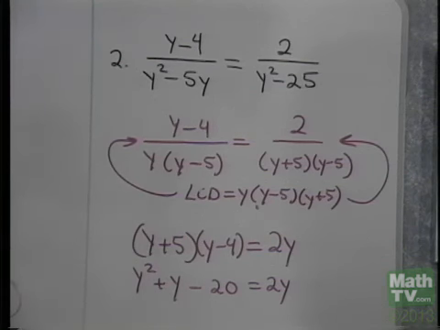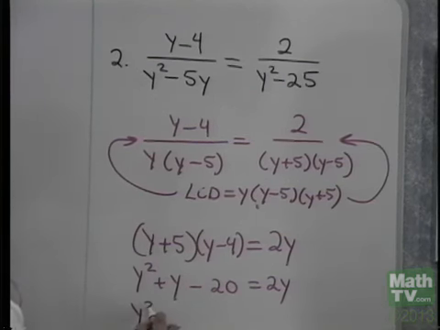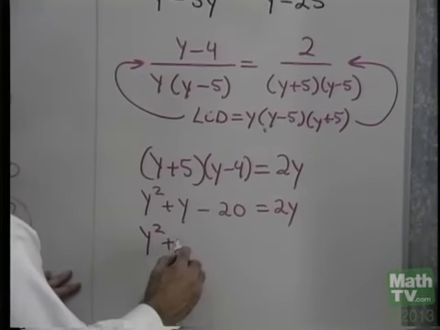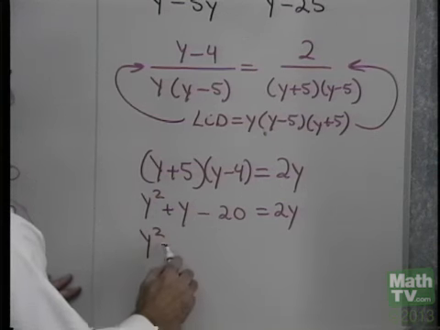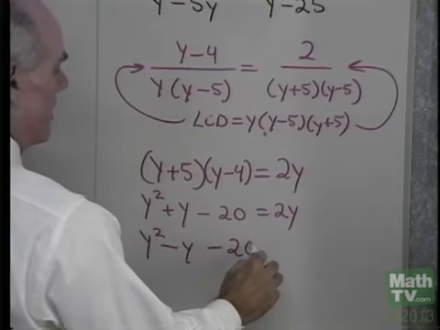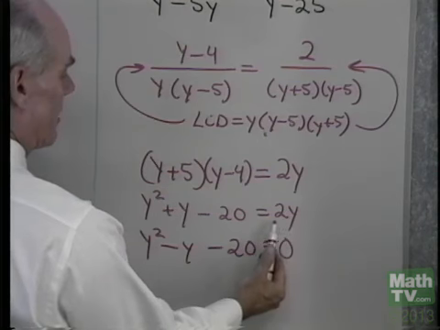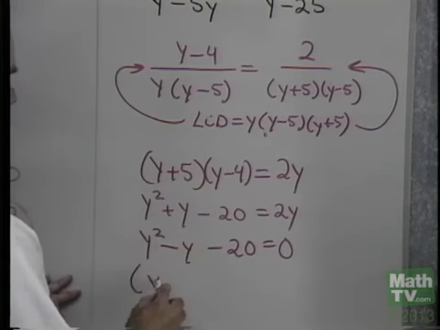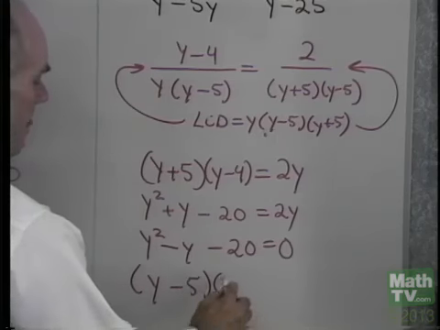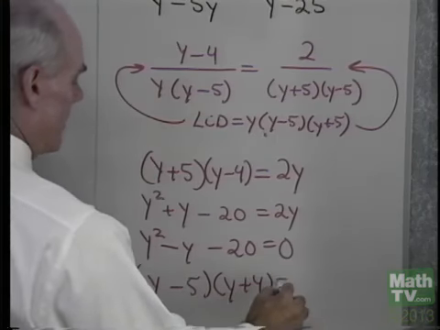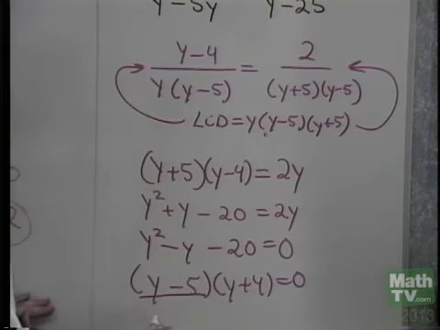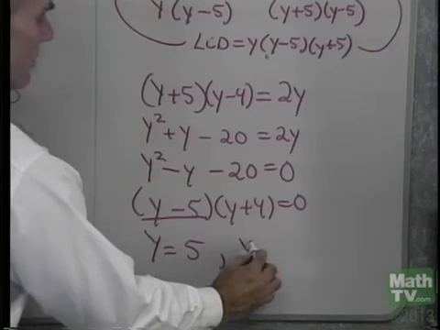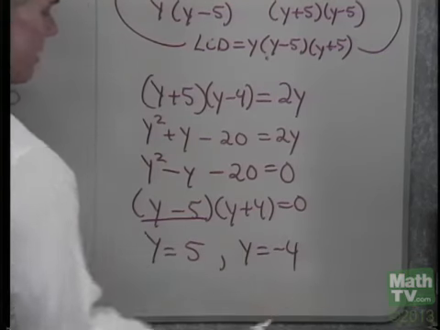I'll add negative 2y to both sides and have y squared minus y minus 20 is equal to 0. When I add negative 2y to both sides, over here I'll end up with a negative y. Now I factor: (y minus 5)(y plus 4) is equal to 0. I set this factor equal to 0, and y is equal to 5. I set this factor equal to 0, and y is equal to negative 4.